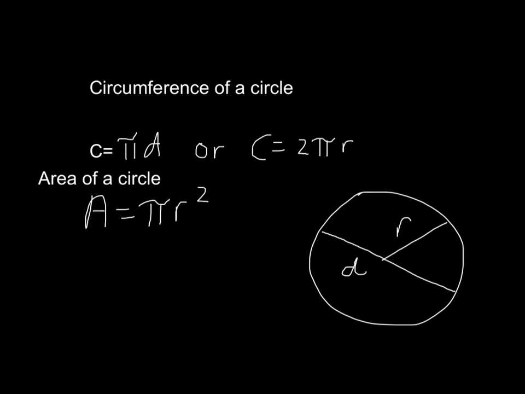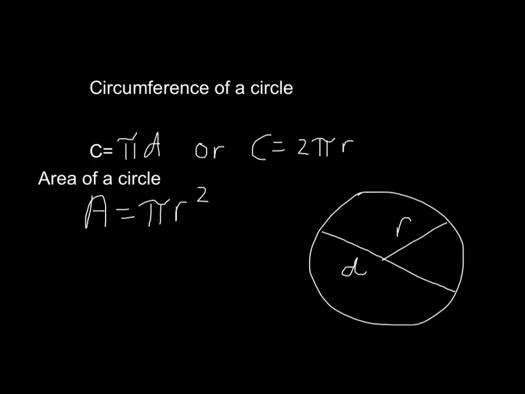Now let's talk about a circle. First, remember that the radius of the circle is the distance from the center to any point on the circle, and the diameter goes from one side through the center all the way to the other side of the circle. Circumference of the circle is basically the same as perimeter, but when the figure has a curved edge, it's called circumference. If it has a straight edge, it's called perimeter.